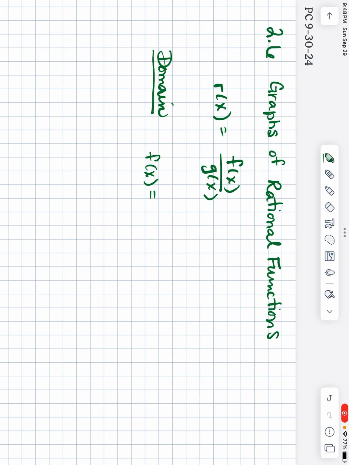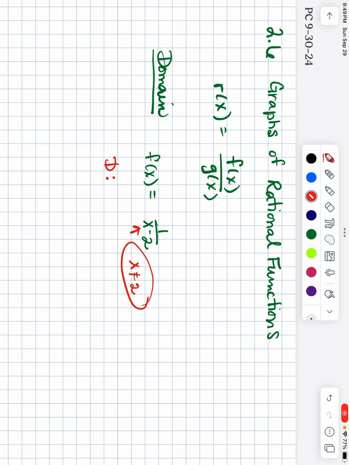If I gave you f of x equals 1 over x minus 2, I don't need to know what that graph looks like. What I do need to know is what x values can I not use, right? Because we know that's what the domain is. So in this particular problem, we know that the domain is not the set of all real numbers because I'm not allowed to have a 0 in my denominator down here. So x would not be allowed to be equal to 2. And basically, that's what your domain is. It is all real numbers except 2.